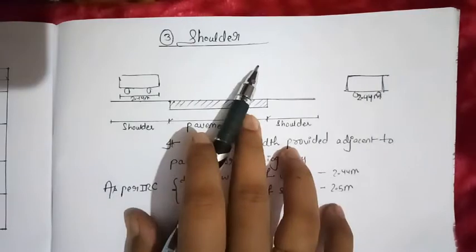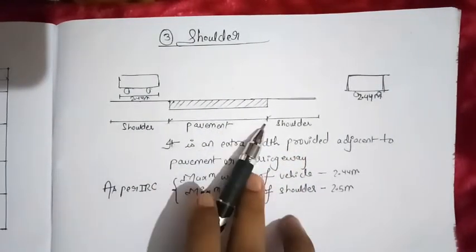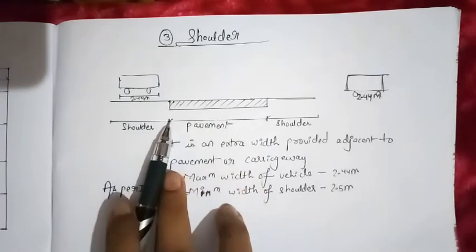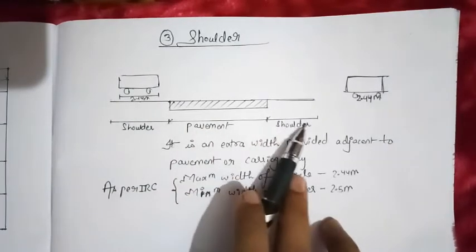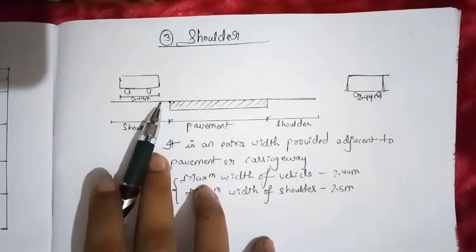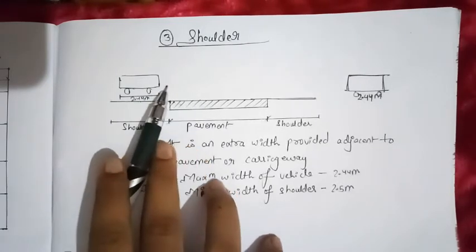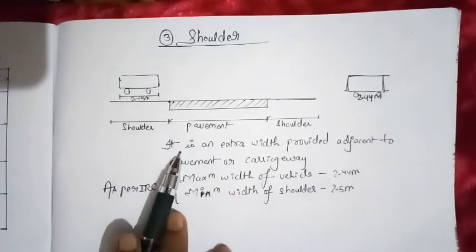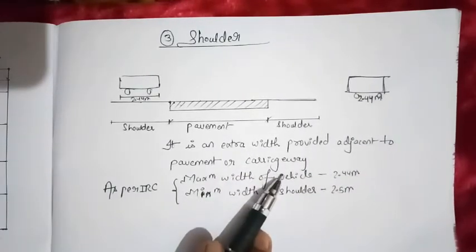We will see what is a shoulder. Shoulder is an extra width provided adjacent to the width of a pavement. If this is any width of the pavement, then the width adjacent to the pavement is known as the shoulder. Shoulder is provided to serve the purpose of an emergency lane. In the case of any emergency, a vehicle can be parked at a shoulder. So it is an extra width provided adjacent to the pavement or the carriageway.